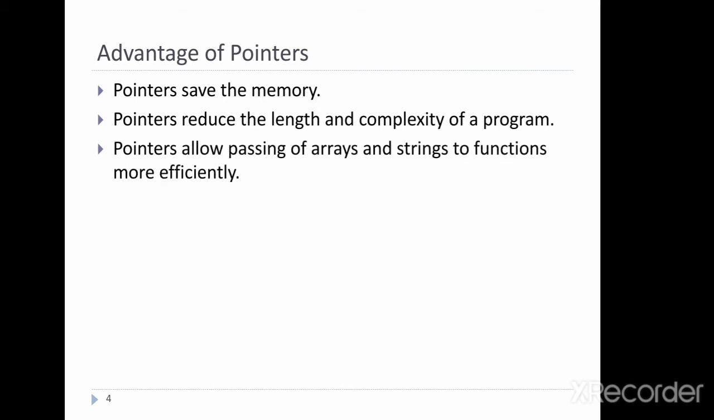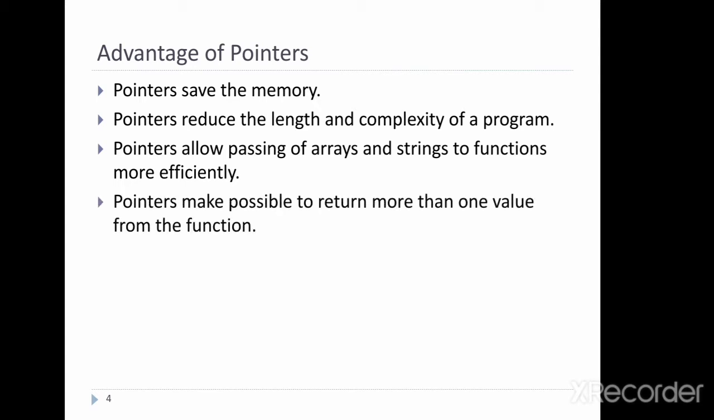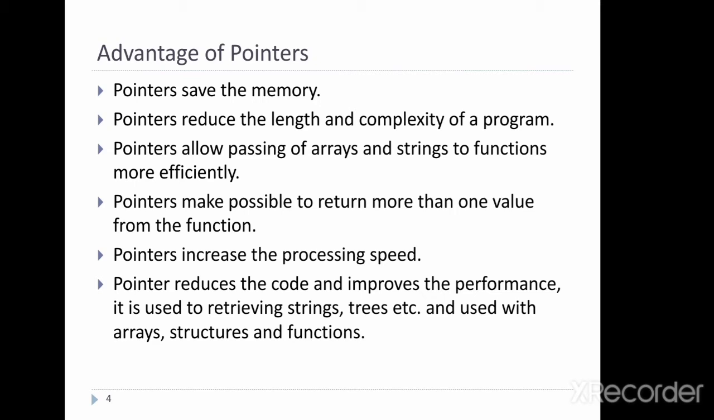Pointers save memory. Pointers reduce the length and complexity of a program. Pointers allow passing arrays and strings to functions more efficiently. Pointers make it possible to return more than one value from functions. Pointers increase the processing speed. Pointers also reduce the code and improve performance. They are used to retrieve strings, trees, and used with arrays, structures and functions. So these are some advantages of pointers.